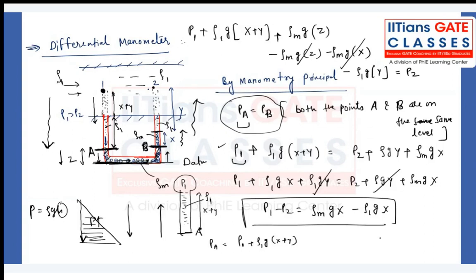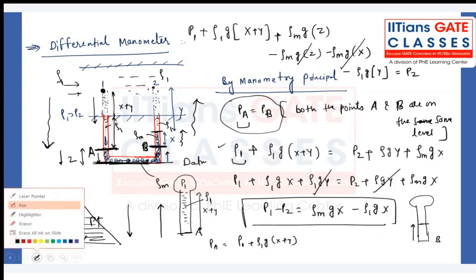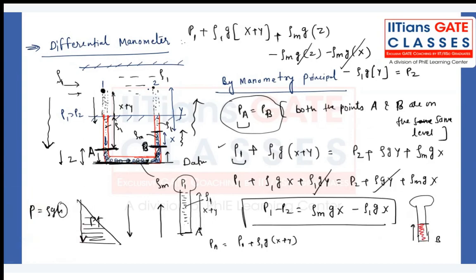The second limb is different. The second limb looks like this to me. That is point B. Up to this point, we have a different fluid, which is nothing but this fluid rho m. And further in the upward direction, from here to here, we have the height Y. That is nothing but the different fluid, rho m.